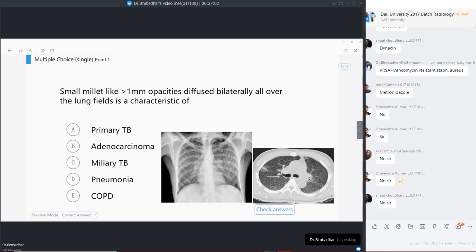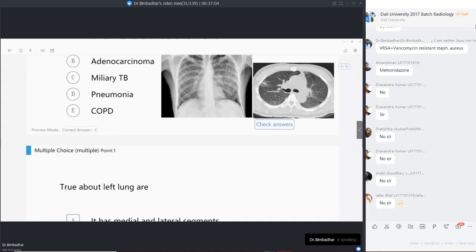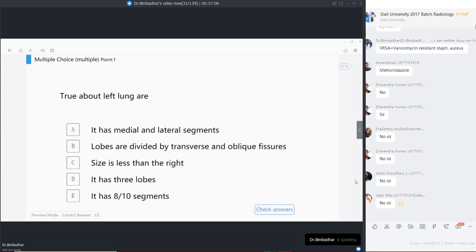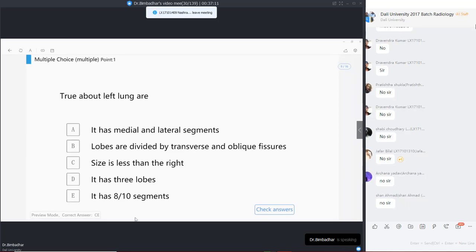Okay, right. The next question is a very, very simple question. Whoever got this one wrong, I guess you have to set your own priorities. True about the left lung: it has medial and lateral segments. Is that correct? No, it does not have medial and lateral segments. It has superior and inferior segments, or dorsal and ventral segments, right?